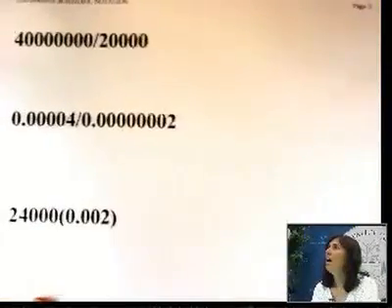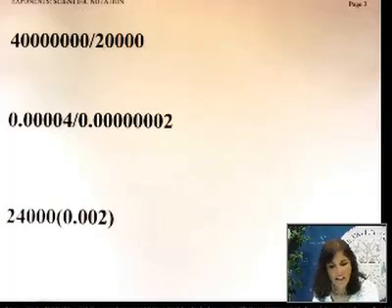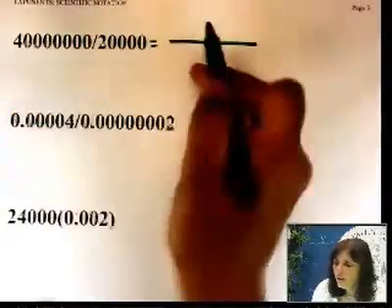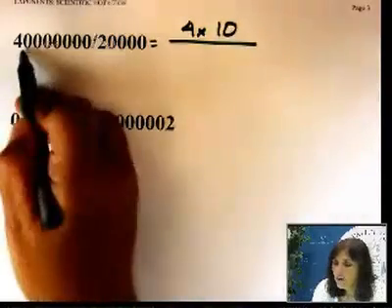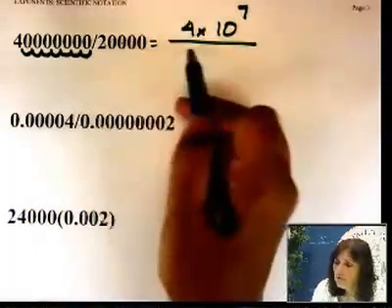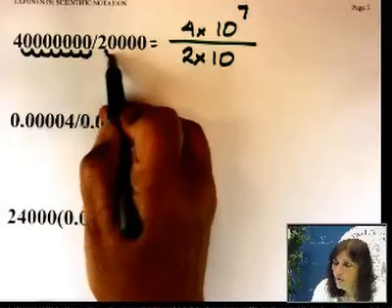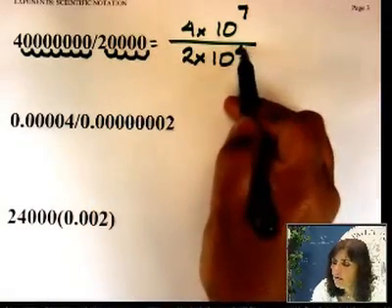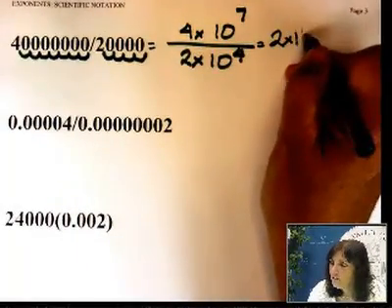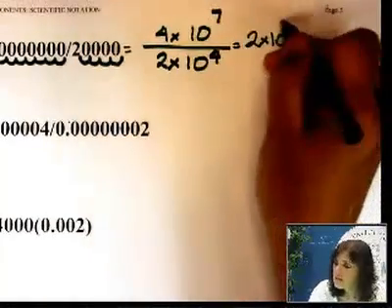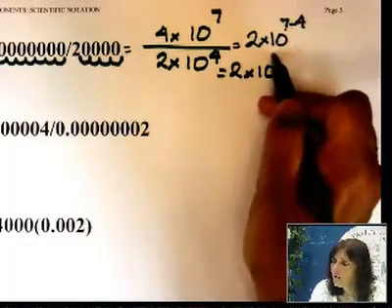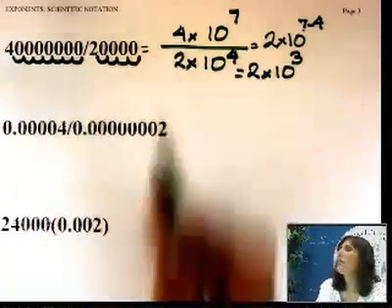How about these guys? Believe you me, this is going to make your lives a lot easier. I'm going to write these with scientific notation. 4 times 10 to the, let's count, 1, 2, 3, 4, 5, 6, 7. How about 2 times 10 to the, 1, 2, 3, 4. Now, 4 divided by 2 is 2. For the powers of 10, top and bottom, remember your exponents: subtract the bottom from the top. 2 times 10 to the 7 minus 4, which is 3. This is a lot easier than dealing with all these zeros.